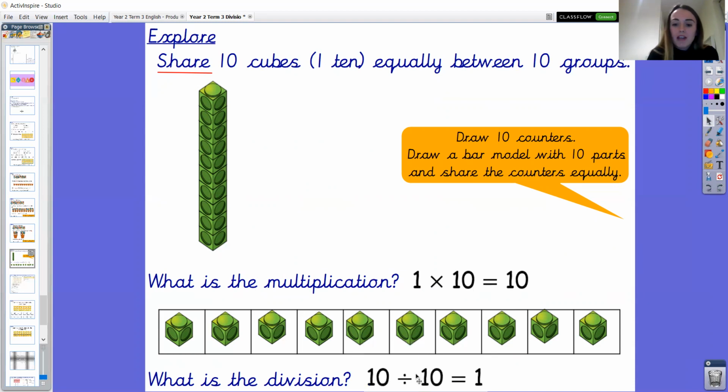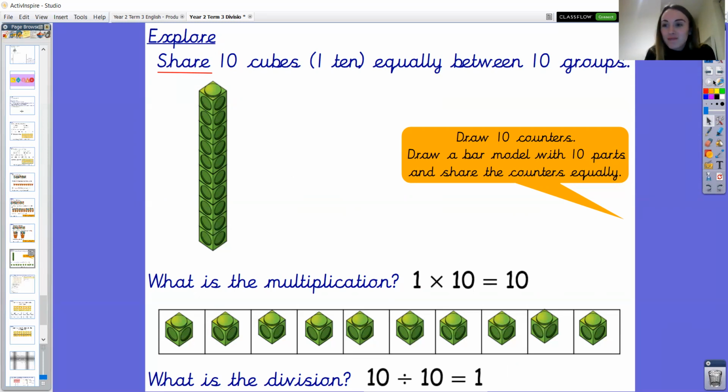Brilliant, well done. I'm going to share my thinking with you. 10 divided by 10 equals 1, because we've got 10 cubes all together, and we're sharing these 10 cubes between the 10 equal parts. That's 10 divided by 10. And the quotient is 1, as there is 1 cube inside each equal group. Or as you know, when we draw a bar model, we call these parts. So let's say that division together. 10 divided by 10 equals 1.